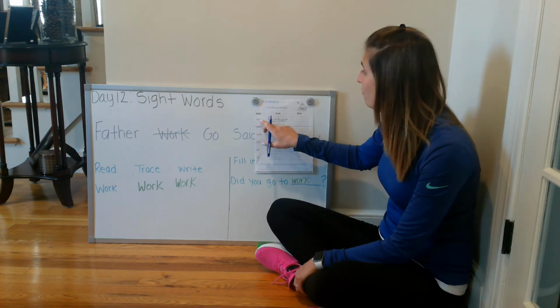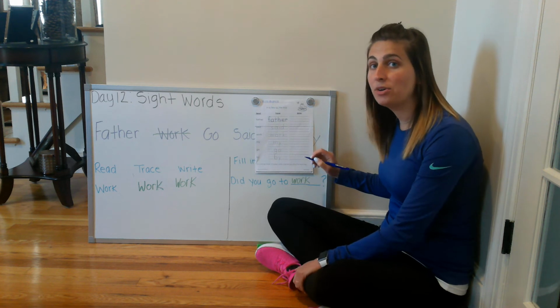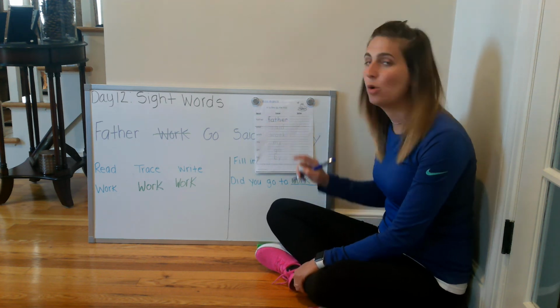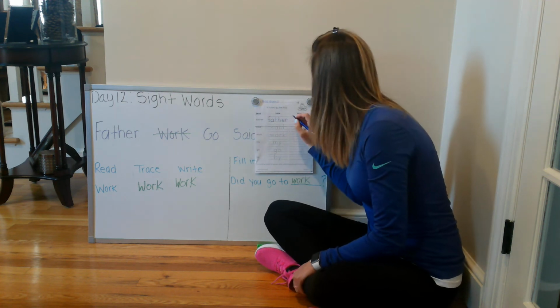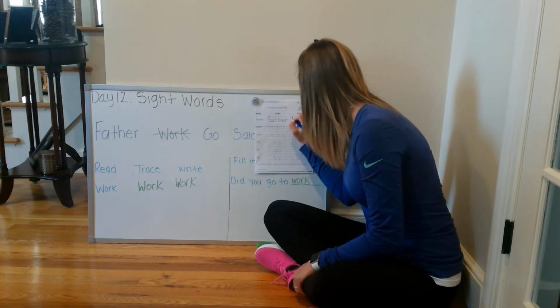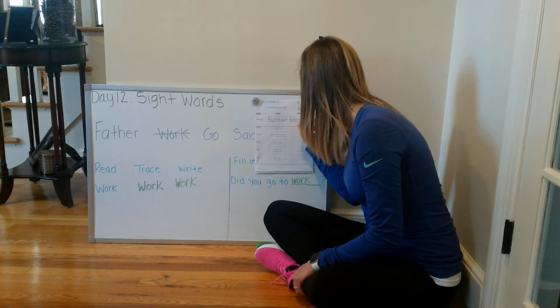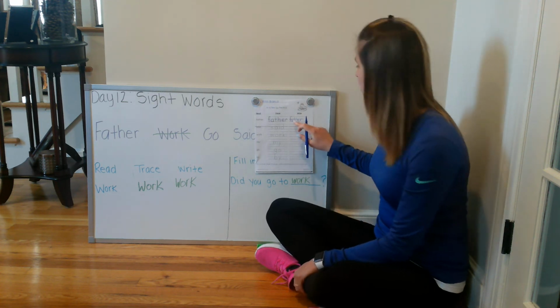Now we're going to write the word on our own. The word is father. Saying each letter again as we write it. We're going to try our best to write all of the lowercase letters, starting with the letter F. So father is F, A, T, H, E, R, father.